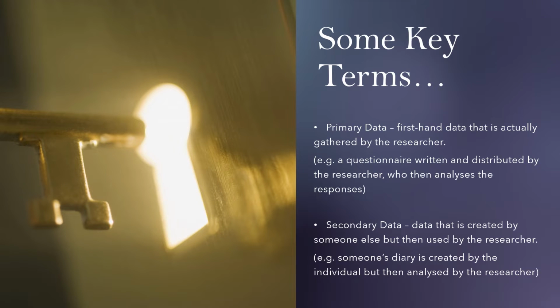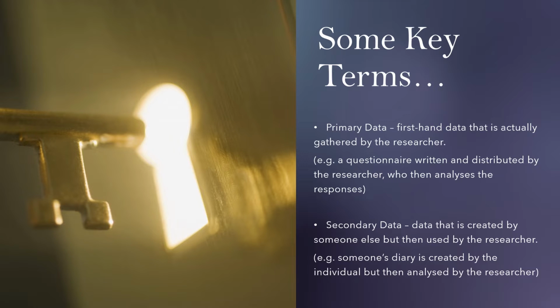So our first key term is the difference between primary data and secondary data, and students sometimes find this confusing. Primary data is first-hand data that you actually gather yourself as the researcher. So for example, a questionnaire that you've written and sent out to lots of different people, they filled them out and sent them back, and then you analyze. That's primary data. You created it, you've gone and done the thing to gather the data.